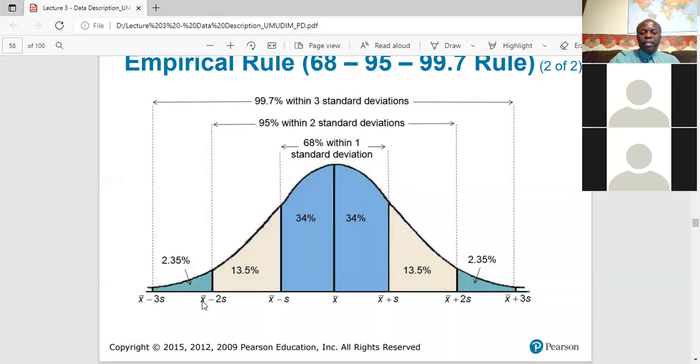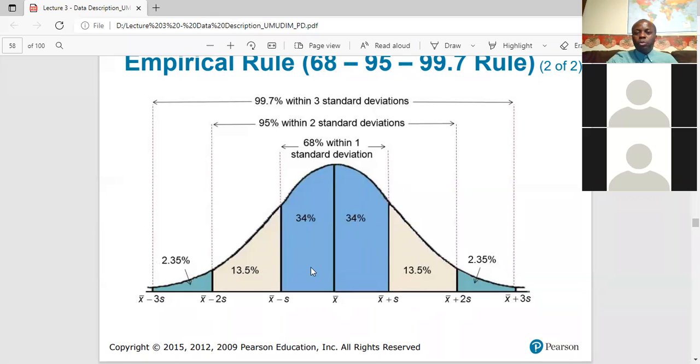13.5%, 13.5%. And that is for 2 standard deviations. So then on the left side, it is x bar minus 2 standard deviations. X bar is the mean. And on the right side is x bar plus 2 standard deviations. So if you follow the same process, 99.7% minus 95% and divide by 2, you get these numbers here.